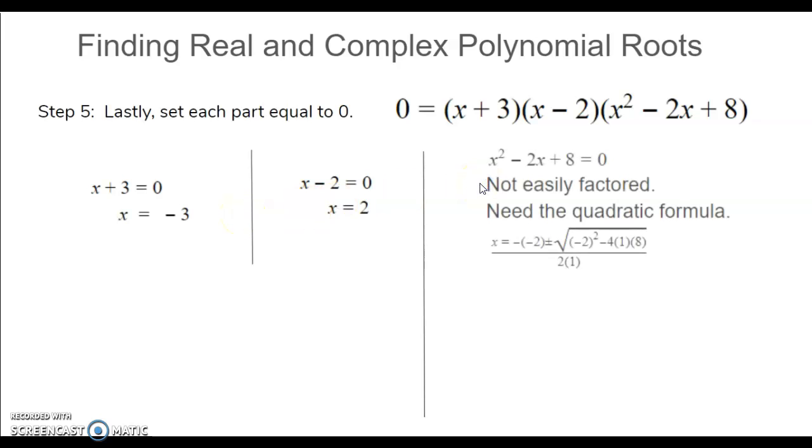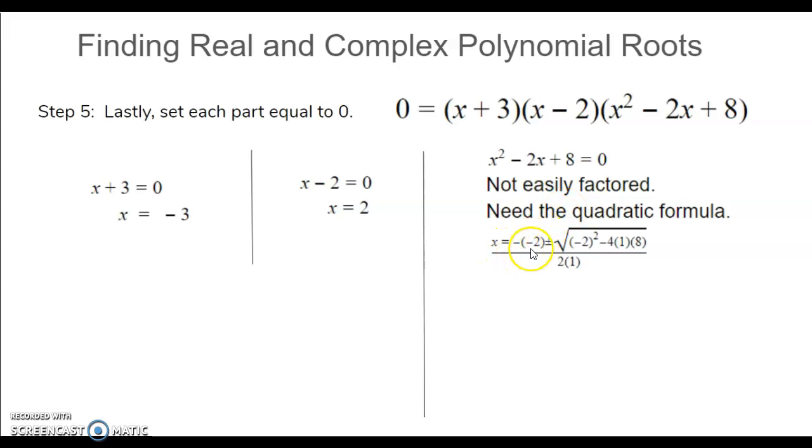Now we're going to deal with the x squared minus 2x plus 8. I set that equal to 0, and I see that it's not easily factored. You can play around with the boxes if you like, but it won't factor nicely. So we're going to need the quadratic formula.